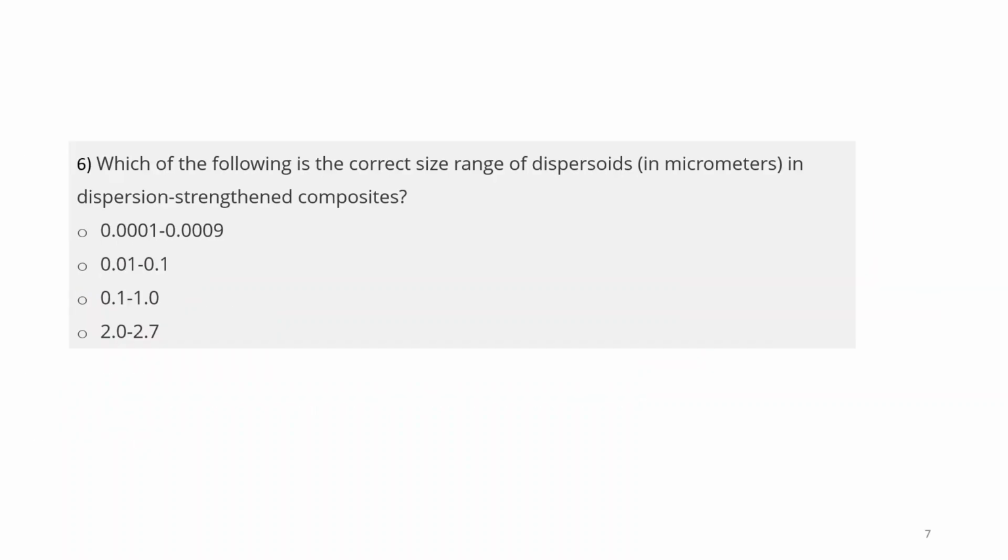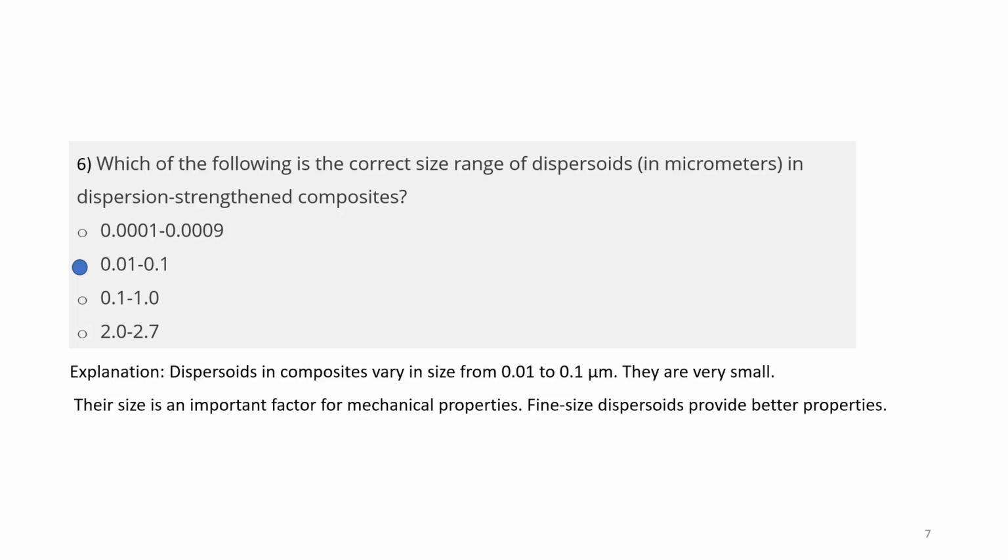Next is, which of the following is the correct size range of dispersoids in micrometers in dispersion strengthened composites? Your options are 0.0001 to 0.0009, 0.01 to 0.1 micrometers, 0.1 to 1 micrometer, 2 to 2.7 micrometers. So the second one will be the correct option. Dispersoids in composites vary in size from 0.01 to 0.1 micrometer because they are very small. Their size is an important factor for mechanical properties, and fine size dispersoids provide those properties. Size as well as how the dispersoids are distributed along the matrix also decides the mechanical properties.